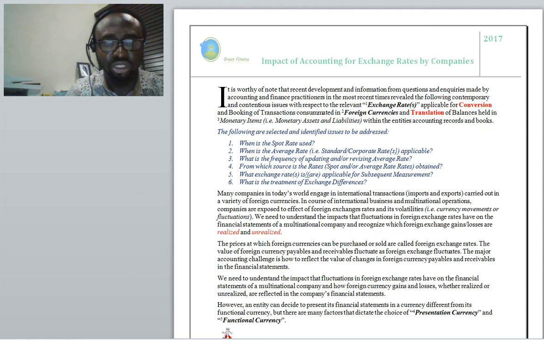The first thing is to ask a simple question: when is the spot rate used? The spot rate is the rate available for immediate delivery, which is the rate at which company A and company B will exchange a unit of a currency for another currency. For example, if today I'm to buy goods on a cash and carry basis, my functional currency is naira, but the goods I'm purchasing are in dollars. And I have to exchange naira for dollars in order to buy the goods.